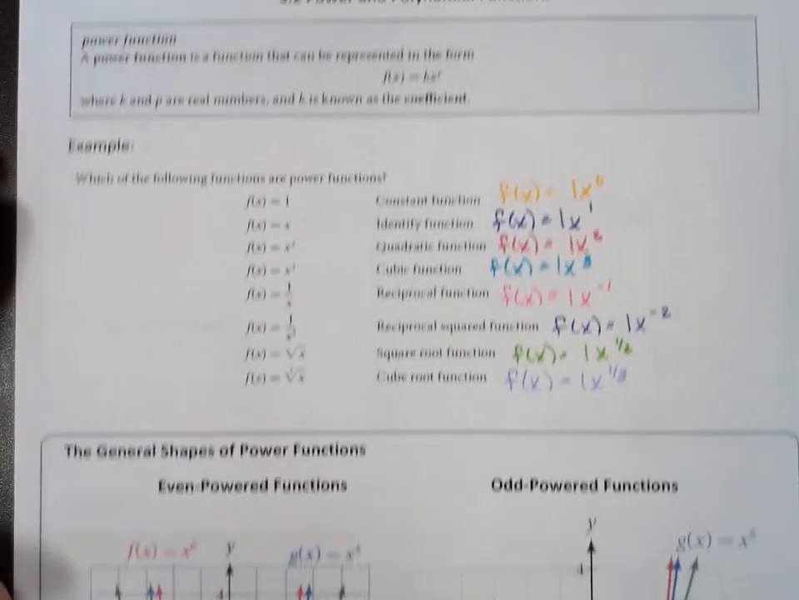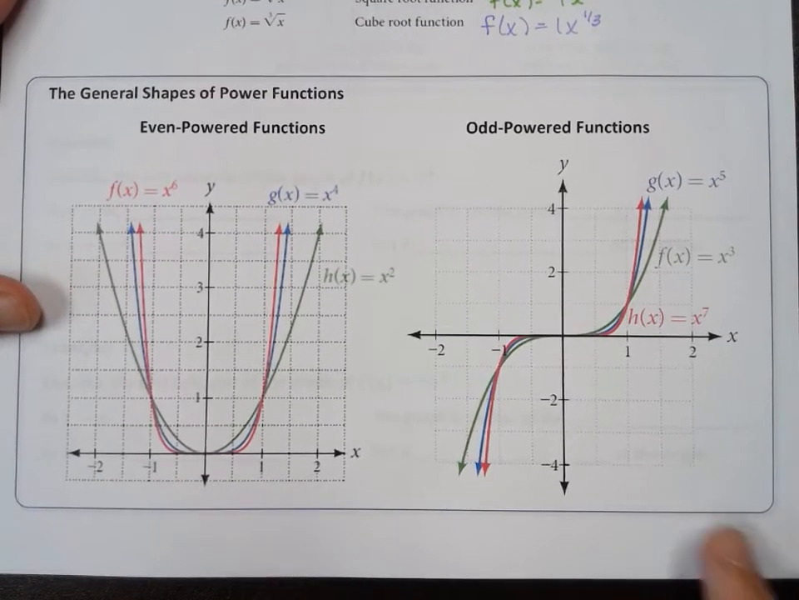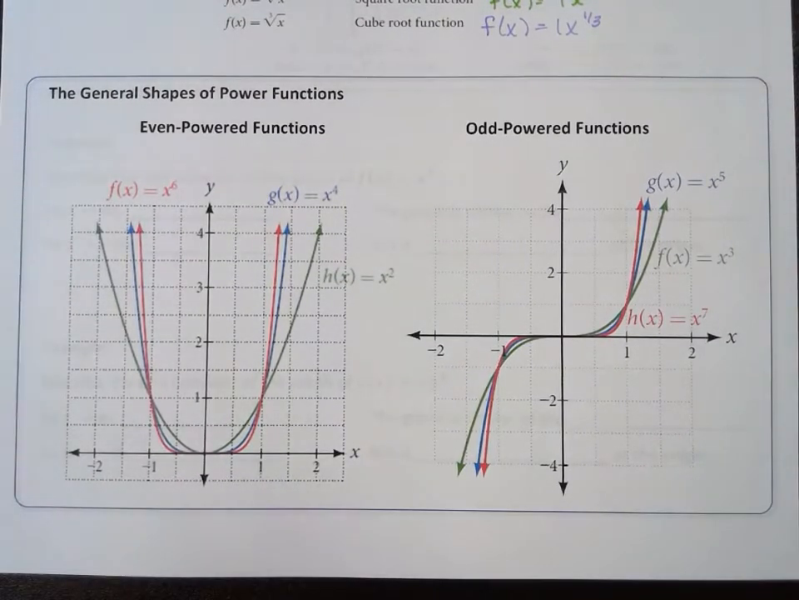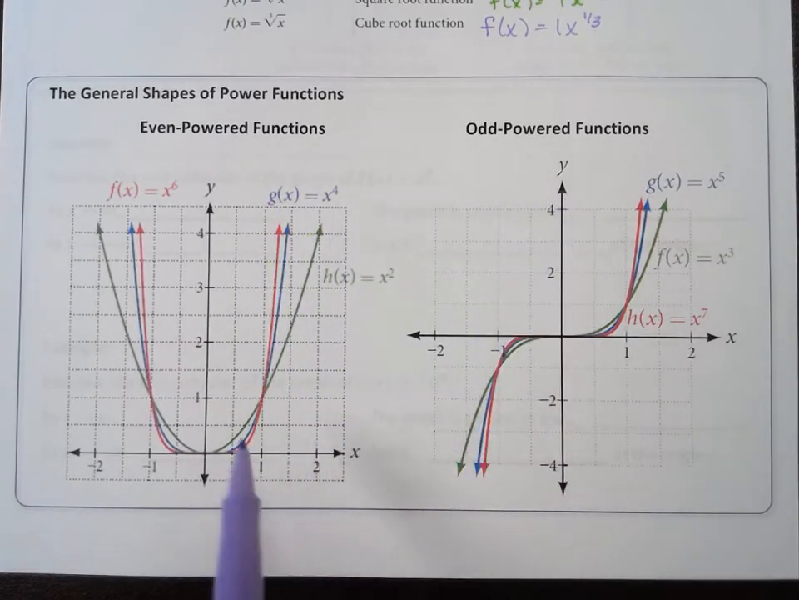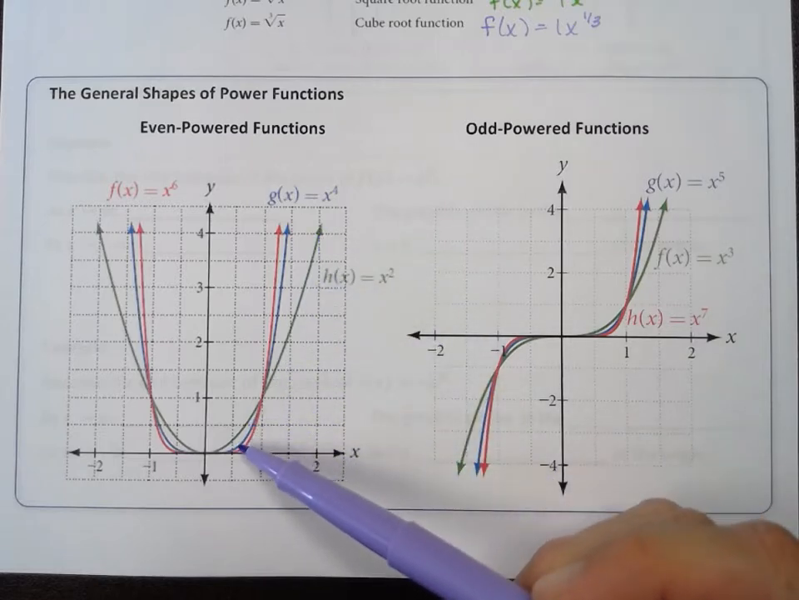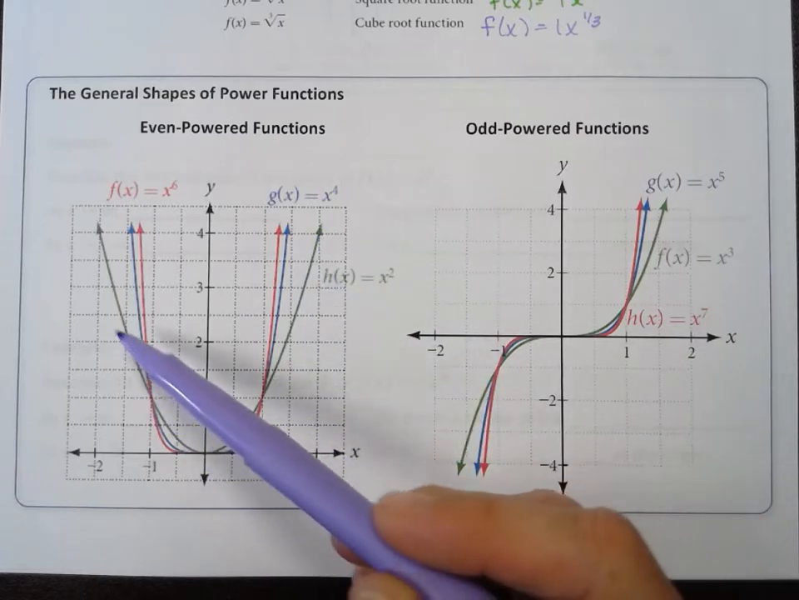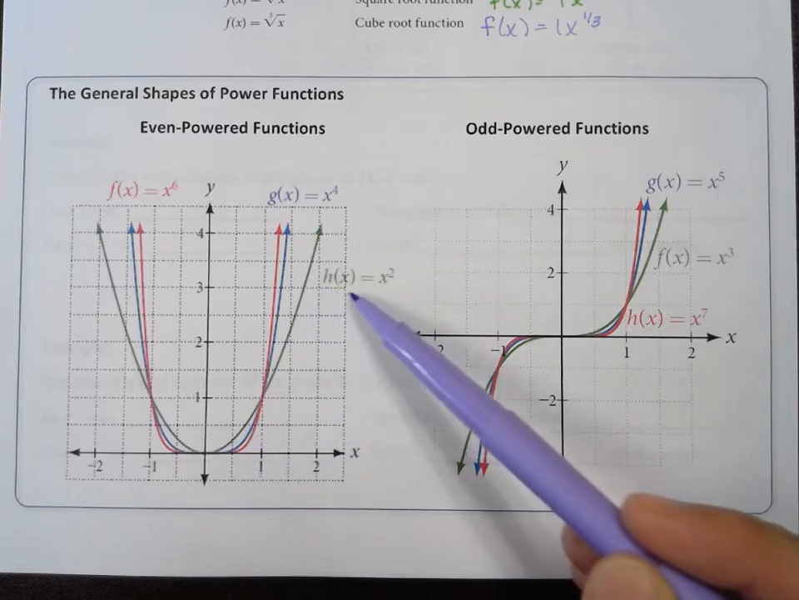Then we have the general shapes of power functions. Even powered functions and odd powered functions. You remember your square function? That's this green one right here. Hopefully you can see colors in this recording. This is your parabola right here. H of x is equal to x squared.